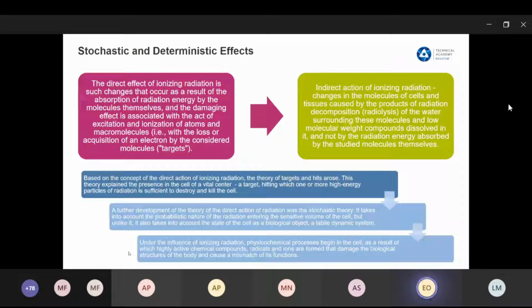Under the influence of ionizing radiation, physicochemical processes begin in the cell, as a result of which highly active chemical compounds, radicals, and ions are formed, damaging biological structures of the body and causing a mismatch of its functions. The impact of ionizing radiation on biological objects generates a sequence of processes that are strikingly different from each other on a time scale.